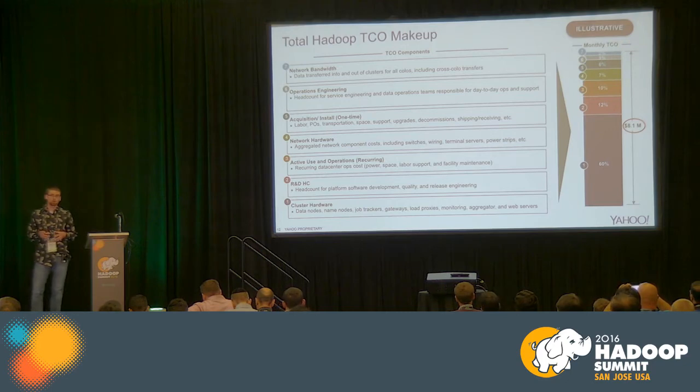We wanted to look at everything involved. So the resource manager, the name node, the gateways, the HDFS proxies, the load balancers, and all the networking hardware that wires all that together. And at the end of the day, we come up with a total platform cost and can see the distribution of those costs.